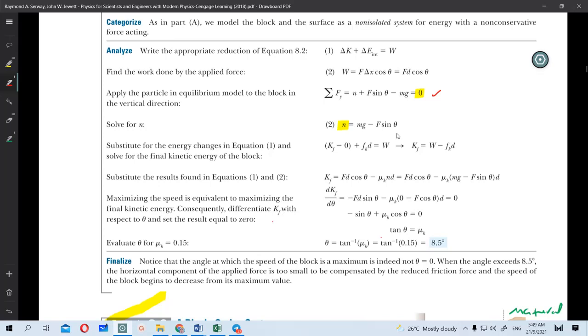Okay, right now keep this. So this is the N value. N value ni kita nak pakai waktu kita calculate the friction. Mu kali normal force, which is friction.